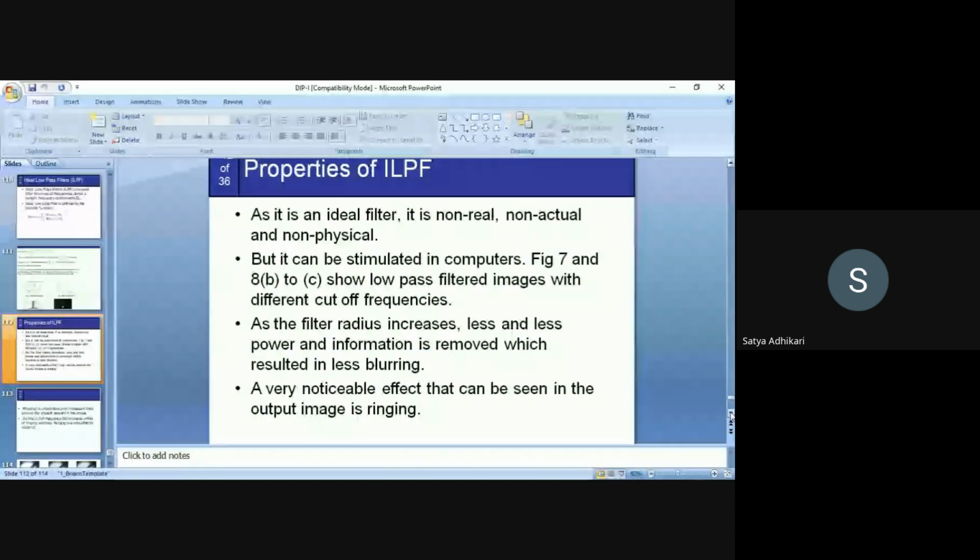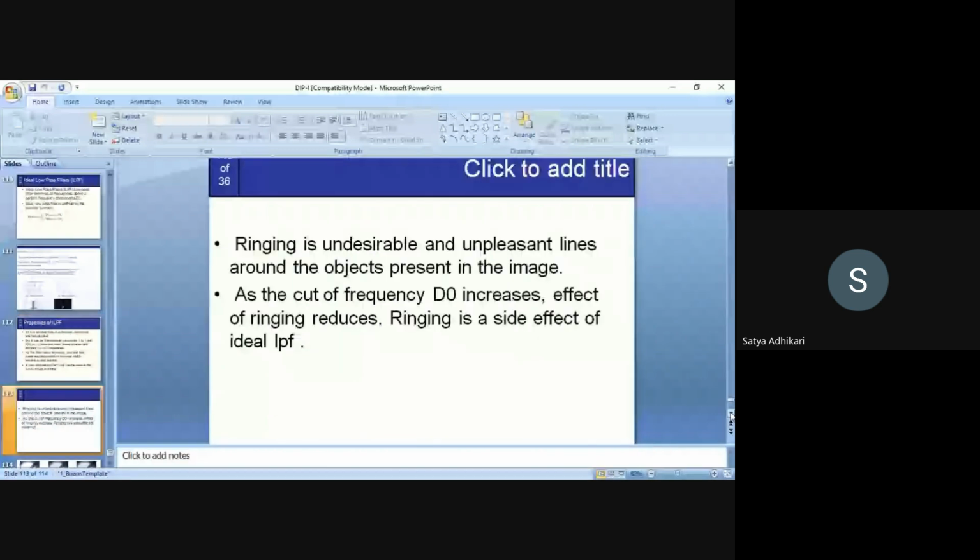So if we increase the value of D0, we will get a less blurring image. A very noticeable effect that can be seen in the output image is ringing. What is ringing? Ringing is undesirable and unpleasant lines around the objects present in the image. So it is one type of noise, you can say.